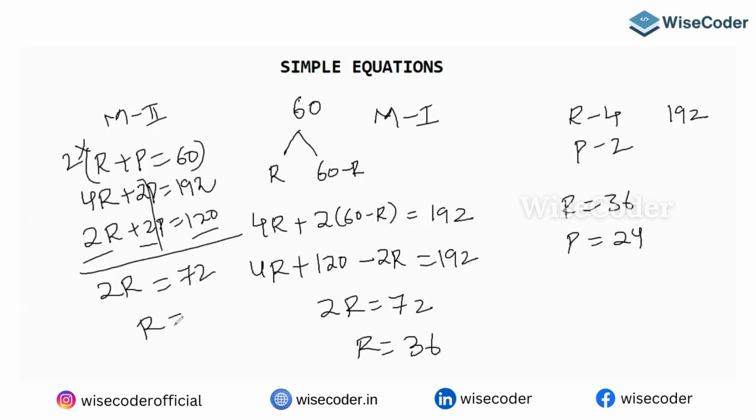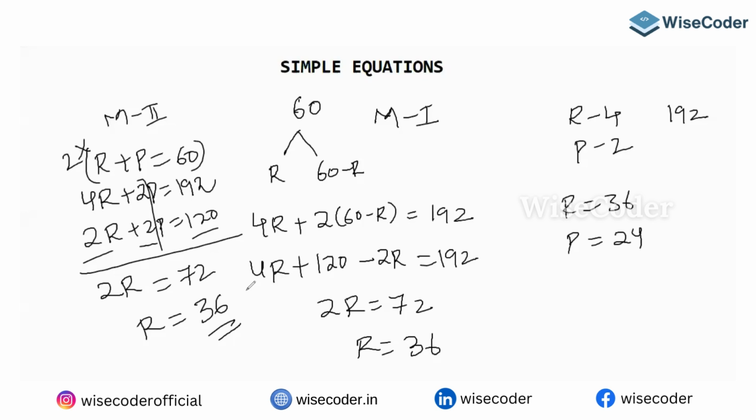Then R is equal to 36. This is how you can end your answer. When the rabbits are 36, then the peacocks are going to be 24. This is how you can get your answer.